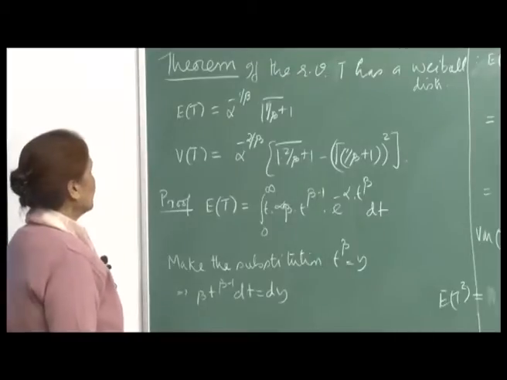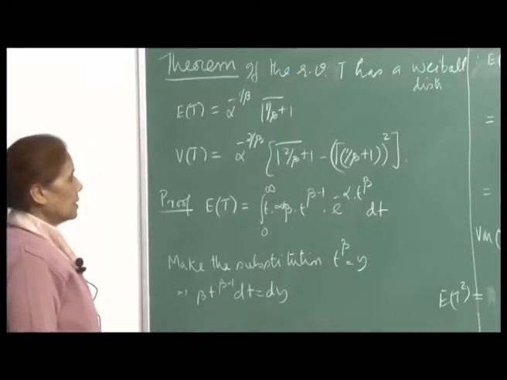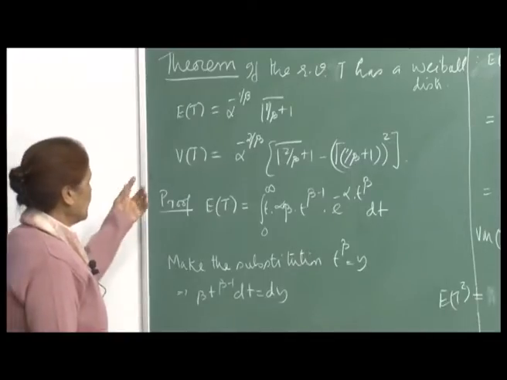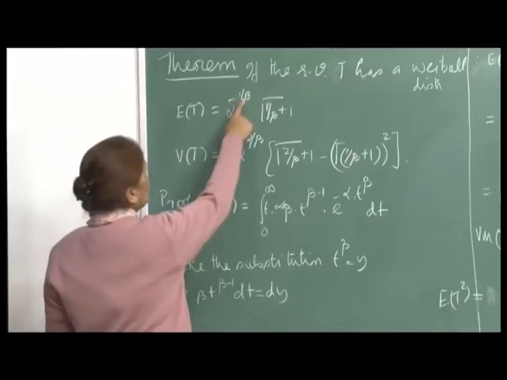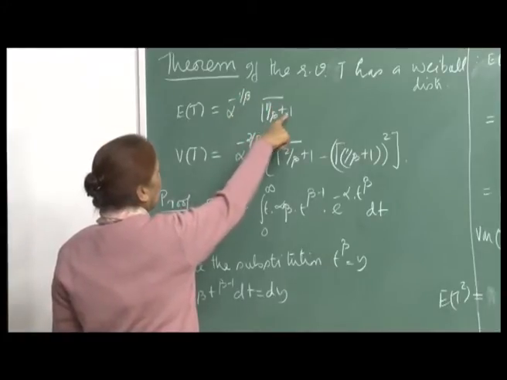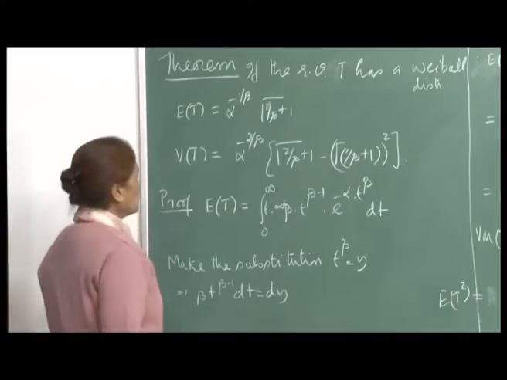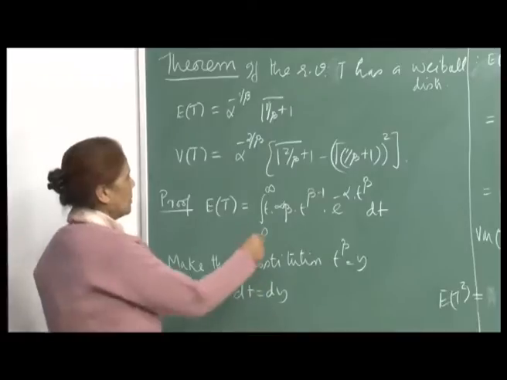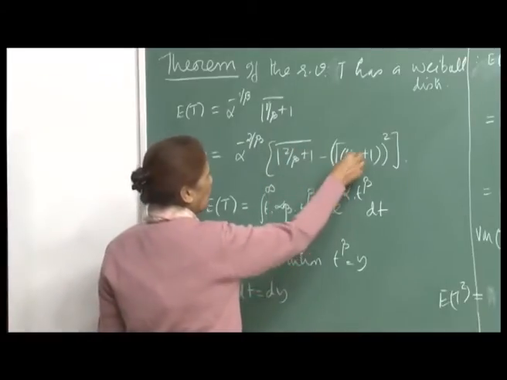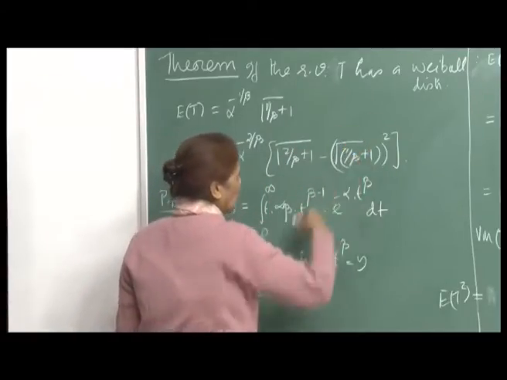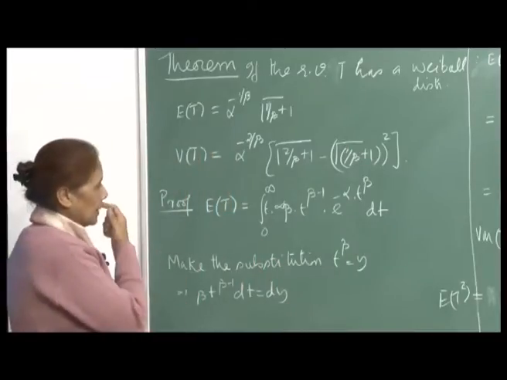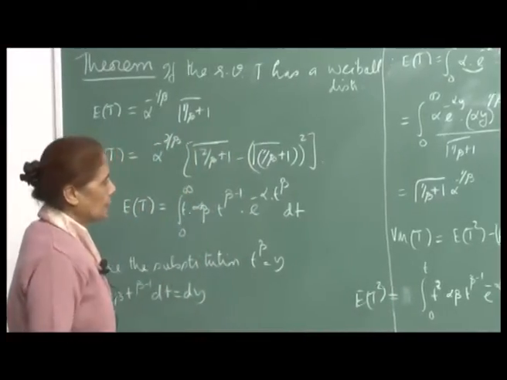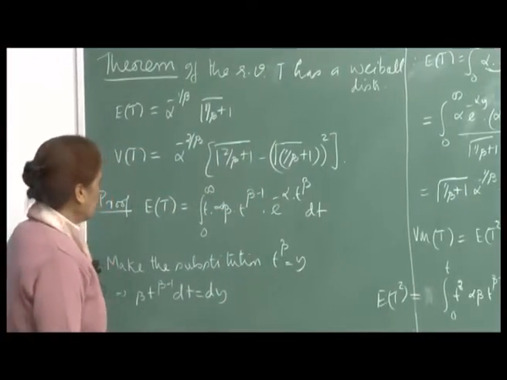So, let us make the computations about the expected value and the variance of a Weibull distribution. The theorem says that E[t] is alpha raised to minus 1 by beta, gamma of 1 by beta plus 1. We all know the gamma function. And the variance V[t] would be alpha raised to minus 2 by beta, times gamma of 2 by beta plus 1 minus gamma of 1 by beta plus 1 whole square, right. We are using the formula that variance is E[t square] minus expected value of t whole square.